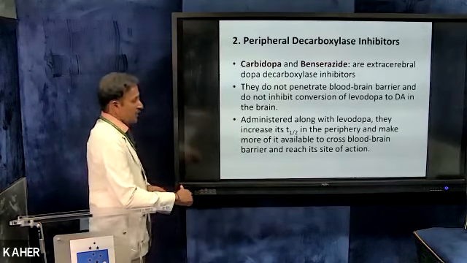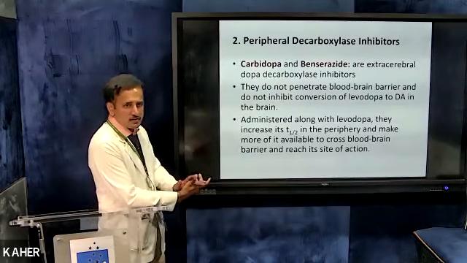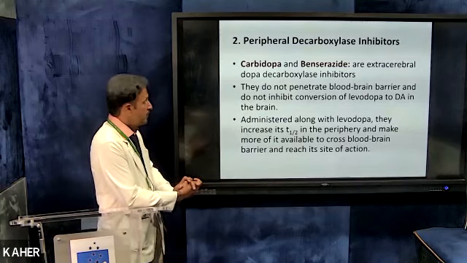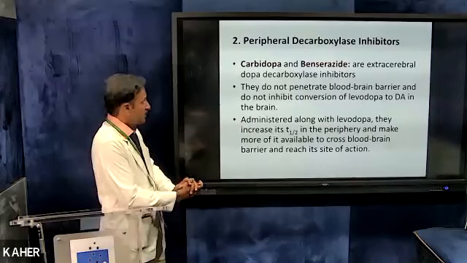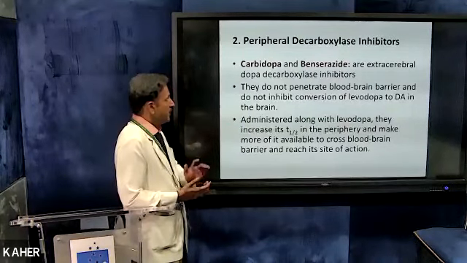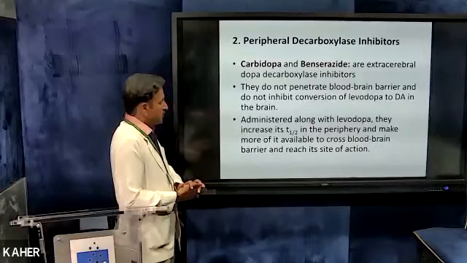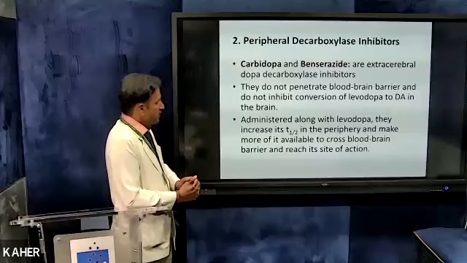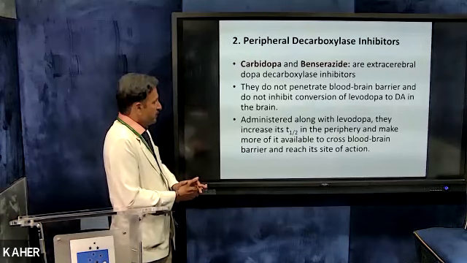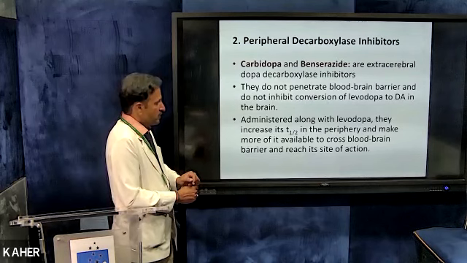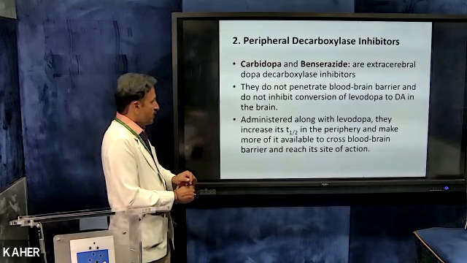And the second category of drugs used for the treatment of Parkinsonism is the peripheral decarboxylase inhibiting drugs, that is carbidopa and benserazide. These are two drugs that inhibit the peripheral decarboxylase. They mainly act by inhibiting extracerebral dopa decarboxylase. They do not penetrate the barrier and do not inhibit the conversion of levodopa to dopamine in the brain.